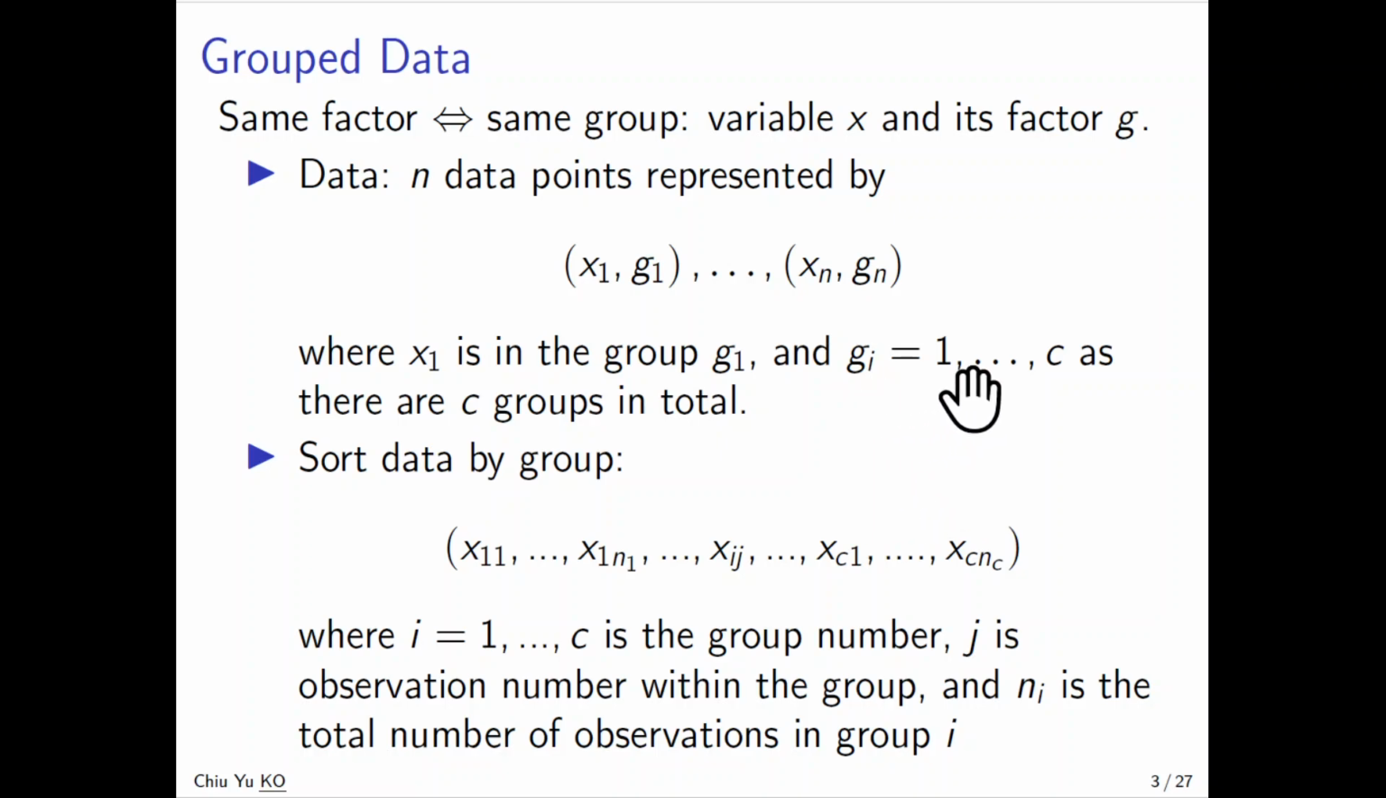Okay, and there are C groups, the final group being group C. Of course, C is less than n. Alternatively, you can write it this way: x11 means observation one of group one, and so on up to observation n1. So group C will have observations 1 to nc. So each group has ni observations. That's the way we write it.